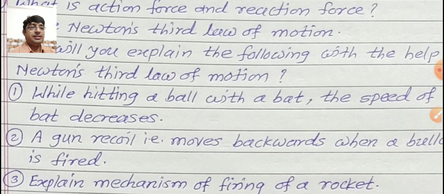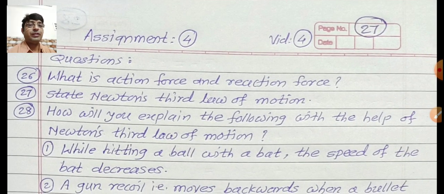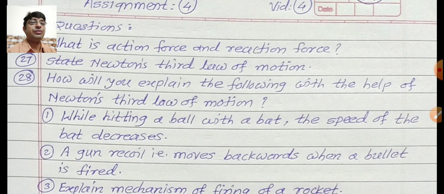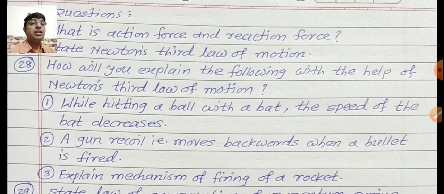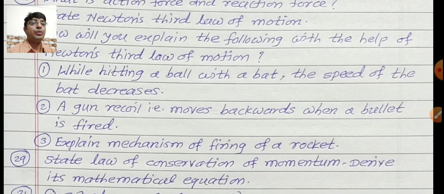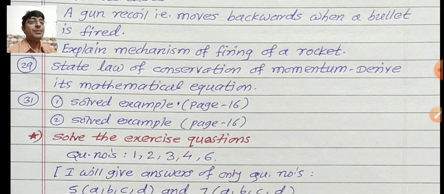Now assignment number 4 is given related to video number 4. Question number 26 onwards: what is action and reaction force? Next, question number 27: state Newton's third law of motion. Then explain the following with the help of Newton's third law of motion; there are three give-reason questions. Question number 29: state the law of conservation of momentum and derive its mathematical equation. We already learned that here, so see the video carefully and write the answer in your notebook.